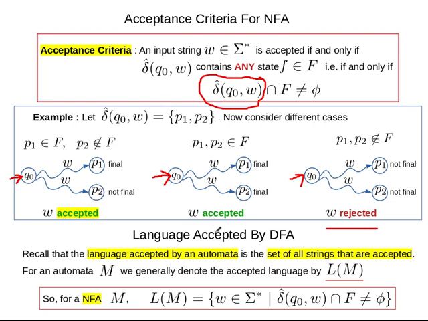And what is the language accepted by this NFA? In all automata, the language is the set of all strings that are accepted. Here the acceptance of a string is given by this condition. So it's the set of all strings that are accepted. That is a language, and we say that is the language accepted by the automaton. So this is the acceptance criteria for a string, and depending on that we define the language accepted by the automaton. They're slightly different, right?